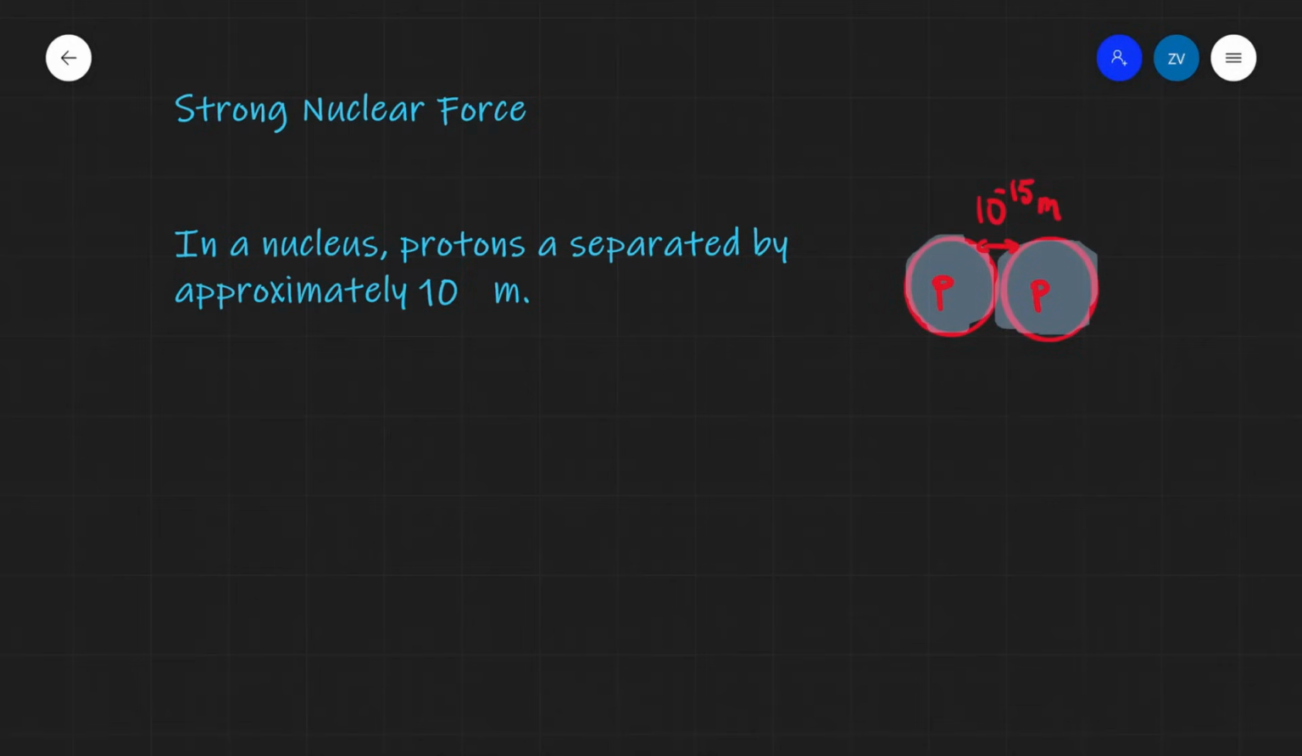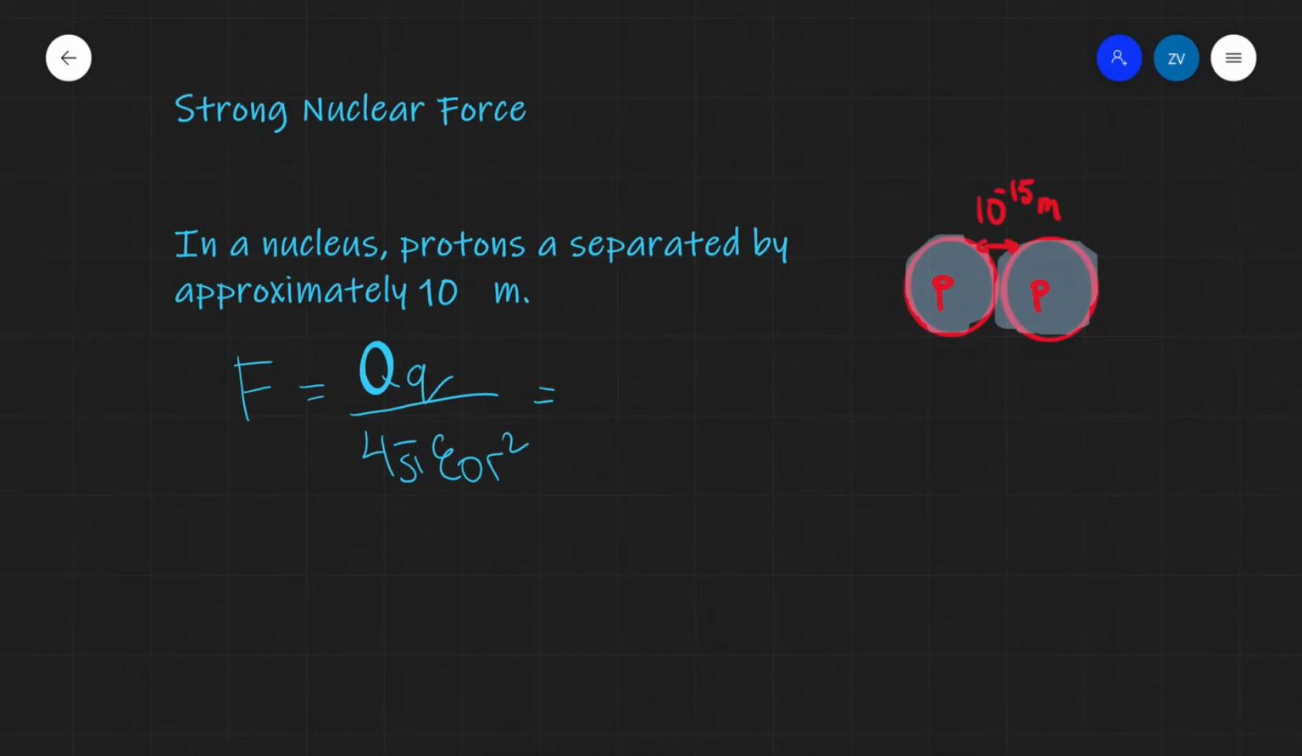The distance between individual protons in the nucleus is of the order of 10 to the power of minus 15 meters. Because the protons are of the same charge, this means that they will experience an electrostatic repulsive force. We can calculate that force using Coulomb's law. Remember, Coulomb's law says that the force is equal to QQ all over 4 pi epsilon naught r squared.